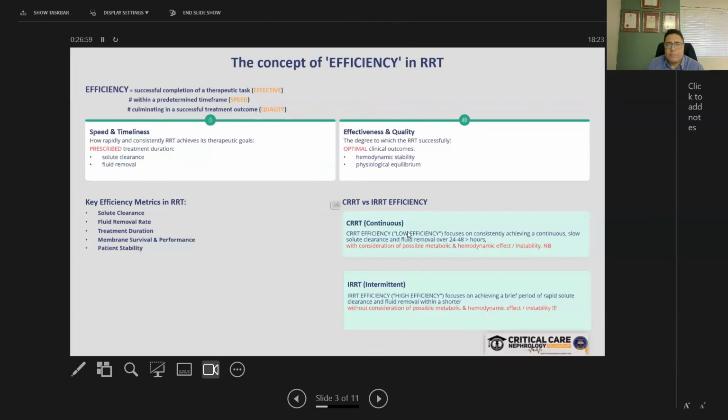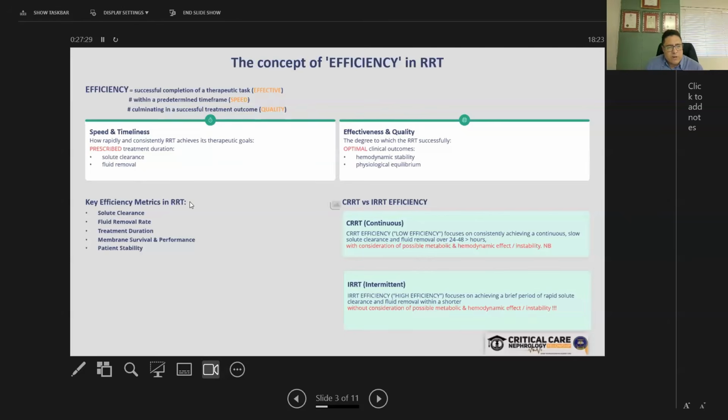The degree to which renal replacement therapy successfully provides your hemodynamic stability and physiological equilibrium is also built into your ability to use your therapy over a preferred period of time, and not be put into a position where you have to provide a certain amount of clearance and fluid removal within a period of time that is going to compromise the patient.